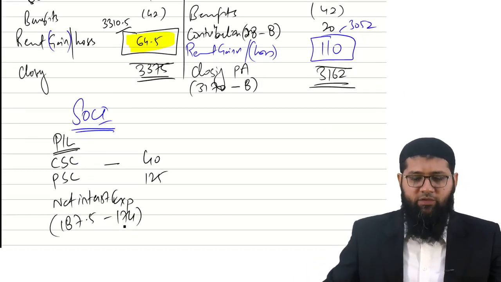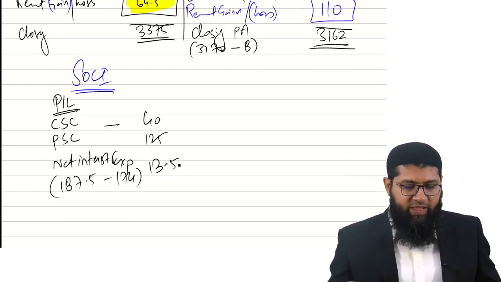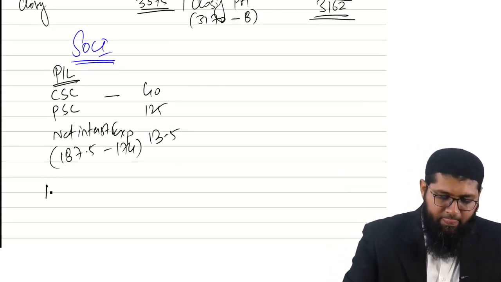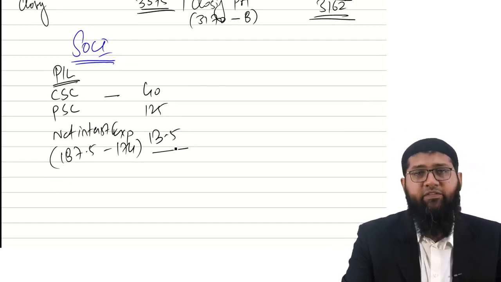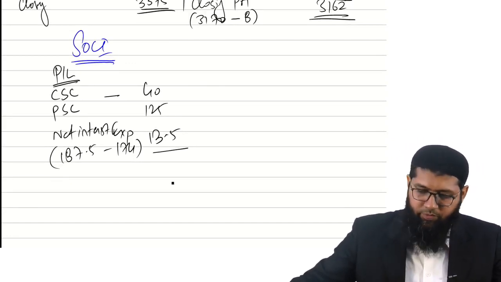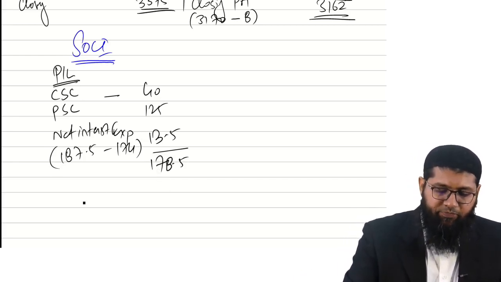So this actually gives you 13.5. Then what happens is that this is something that's going to be recognized in the P&L. So you have 178.5. Then you've got other comprehensive income.